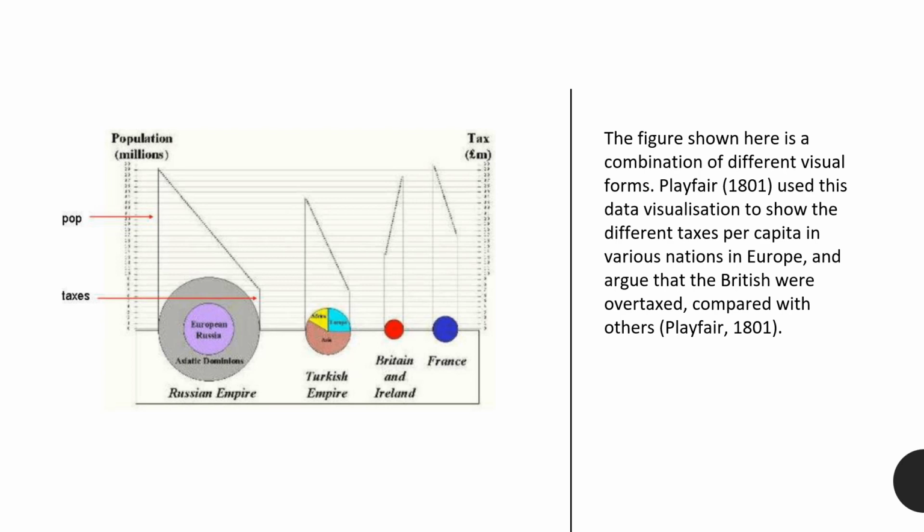The figure shown here is a combination of different visual forms. Playfair uses this data visualization to show the different taxes per capita in various nations in Europe and argue that the British were overtaxed compared with others. As we can see, this visualization clearly presents evidence to support the author's conjecture, highlighting the necessity of data visualization in not only scientific fields but in socio-political realms too.